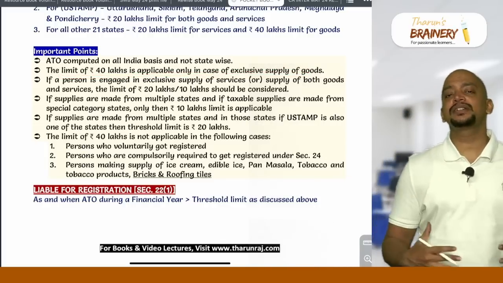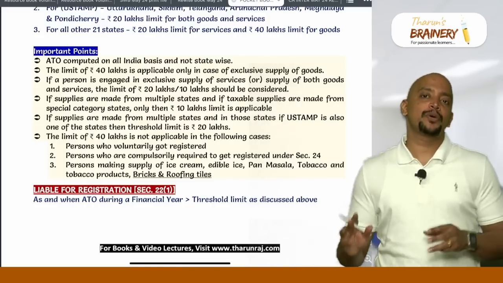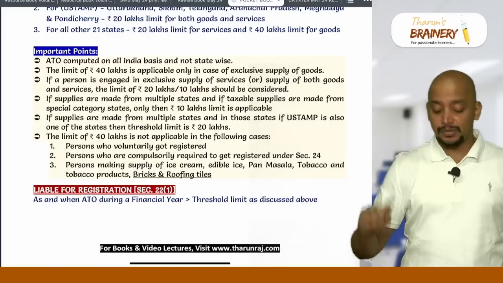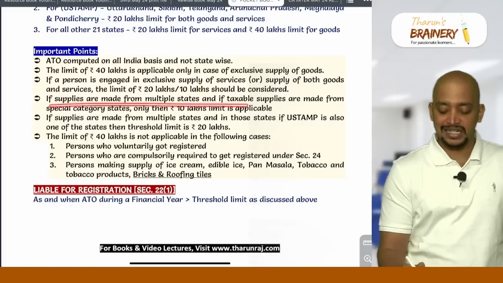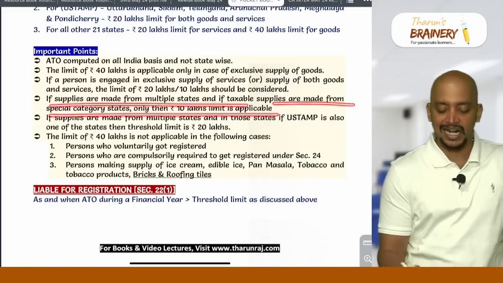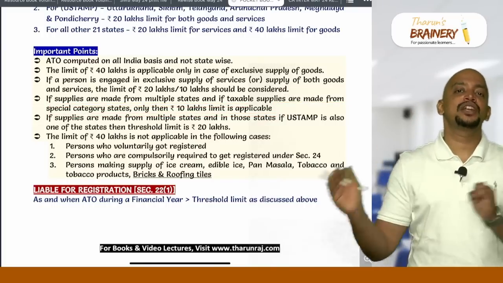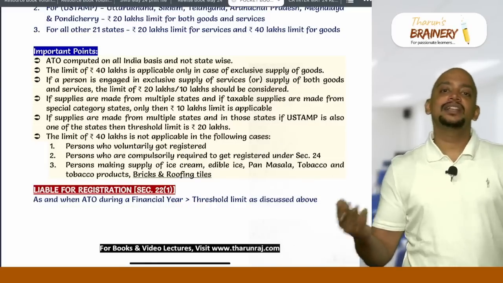Now suppose if the person is doing business in more than one state, so what do we need to do? Then also remember 3 points. Number 1, if one of the states is a special category state and taxable supplies are made from that state, then it will be 10 lakhs. If supplies are made from multiple states and taxable supplies are made from special category states, then 10 lakhs will be applicable. None of the state is in MMT and U stamp and they are exclusively engaged in supply of goods, 40 lakhs. Otherwise it will be 20 lakhs.